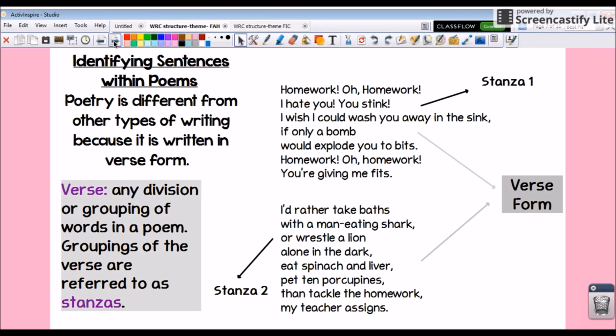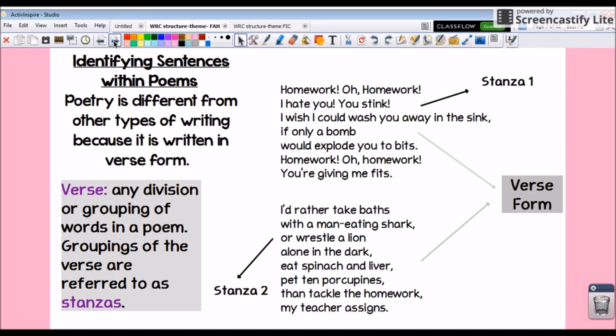A lot of people focus on the fact that poems are written in verse form and that the end of the line in their head is the end of the sentence. And when you read it that way, you could end up misunderstanding key ideas, because if a sentence carries over into another line and you're just reading it line by line, you're reading incomplete thoughts. So again, a verse is any division or grouping of words in a poem, and the groupings of the verse are referred to as stanzas.